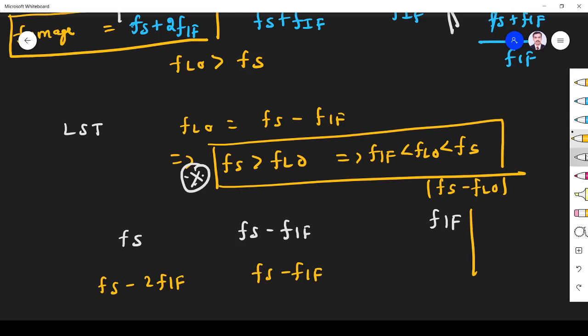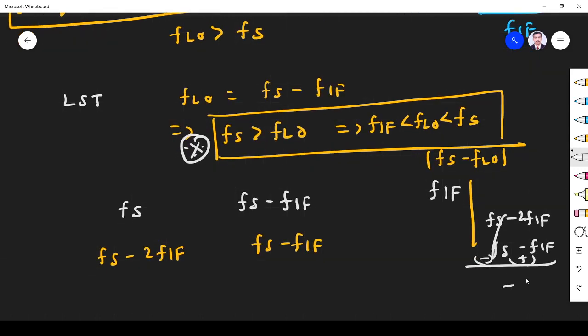So what will happen? I substitute this value. Fs is nothing but Fs minus 2Fif, minus of Flo, which is Fs minus Fif. If I subtract, what I get is minus Fif. If I take magnitude, what I get is Fif. So what is the problem? Both the signals are producing the same intermediate frequency. So this is the image of this one, and the receiver will get corrupted.